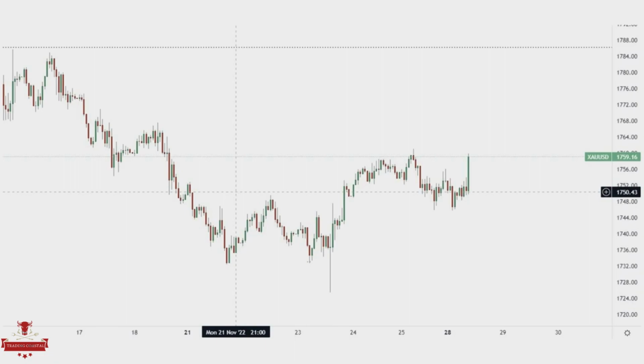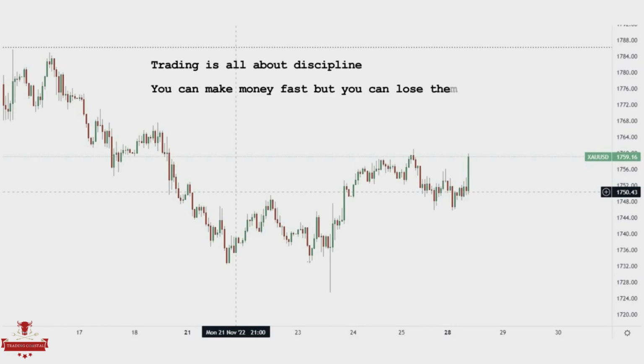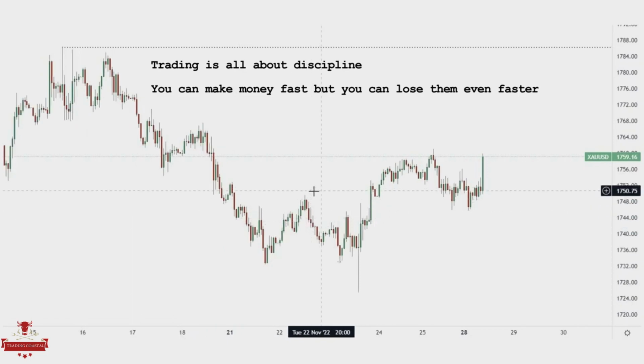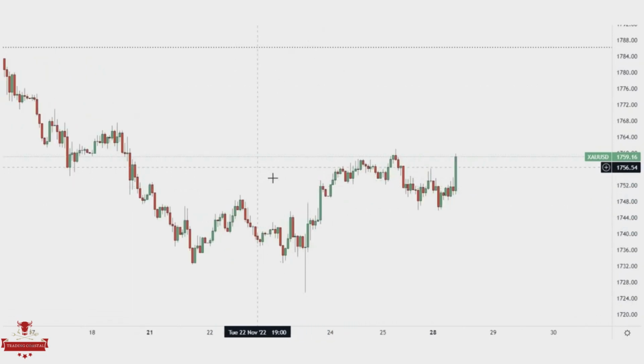Sometimes you find it difficult to find entry in the market, and this causes you to enter an early position and not wait for the right tradable zone. Don't forget, trading is all about discipline. You can make money fast, but you can lose even faster if you don't have the right attitude towards the markets. The chart in front of you is gold versus US dollar, 1 hour time frame.